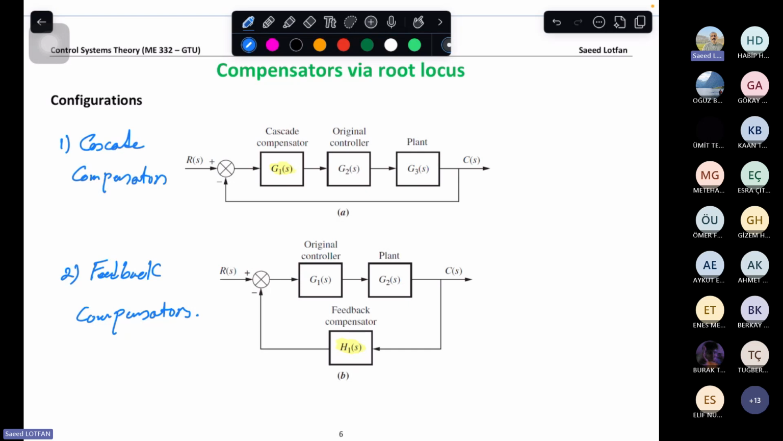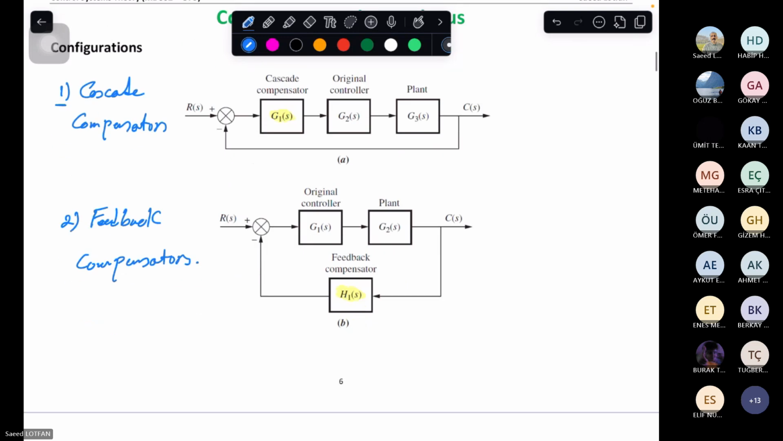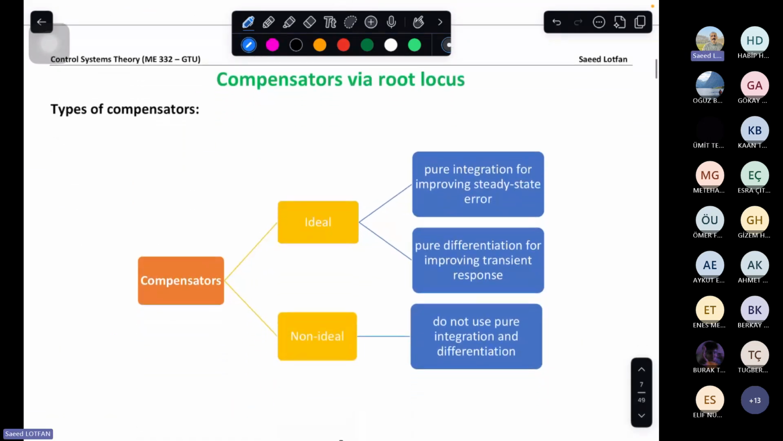But in this course, we are just focusing on the cascade compensators. The book also covers the feedback compensators, so you can go and read those parts. But our main focus is on the cascade form. In the cascade form, what are the types of compensators that we are going to discuss today? Of course, we are not going to talk about all of the details of all of them, but you are going to use all of them in your final project.